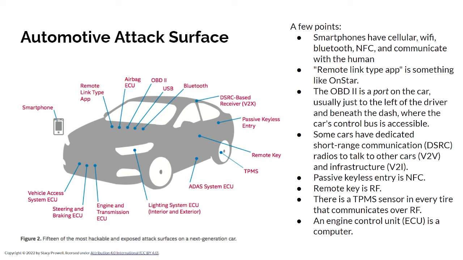Some cars have dedicated short range communications, that's DSRC. It's a radio in the car that lets them talk to other cars or to highway infrastructure. Passive keyless entry is near field communication, that's RF. Remote key is RF. There's a tire pressure measurement sensor, and a TPMS sensor in every tire that communicates over RF. And there's an engine control unit. What is that? That is a computer. The ECU, those are all little computers.